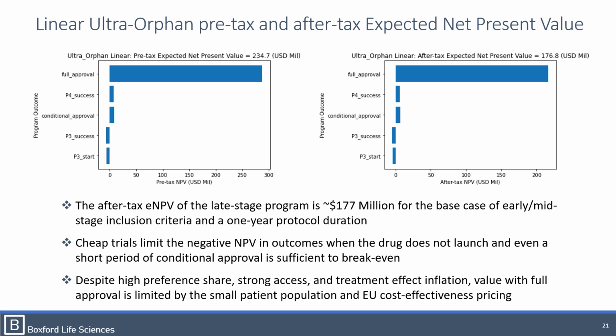We also see that despite the very high preference share, strong access assumptions we're making, and the treatment effect inflation, which is very large, all of these are very optimistic assumptions for such a disease. The value with full approval is still limited by 2 factors: the small patient population, and, as we see in the EU, the low pricing that would come about if a cost effectiveness framework is applied.